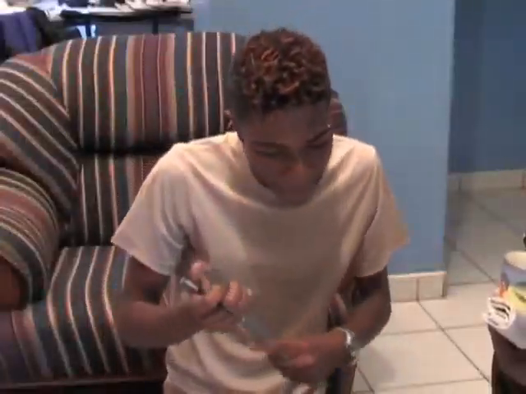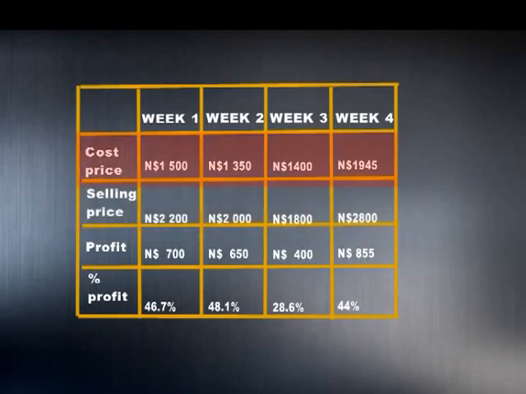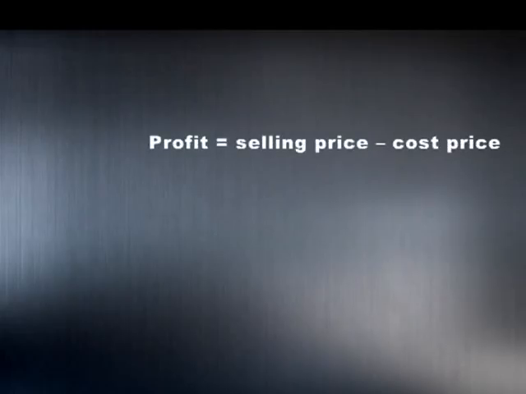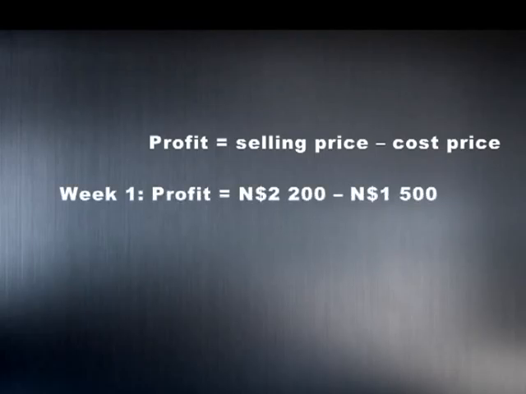Yes. It's all making sense, but I just want you to show us how to calculate the percentage profit. Okay. Look at the selling price and cost price again. How do we find the amount of profit that we made? I think it is the difference between the two. Yes, that is selling price minus cost price. That's right. So during week one, it was $2,200 minus $1,500, and that is equal to $700. So the amount of profit was $700.